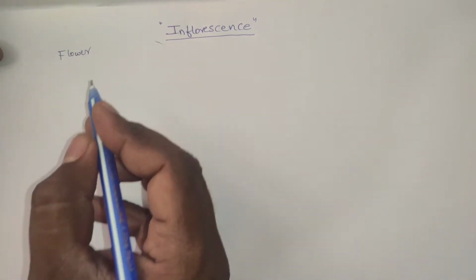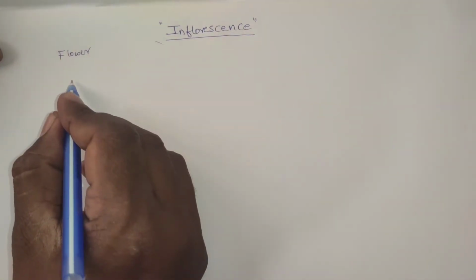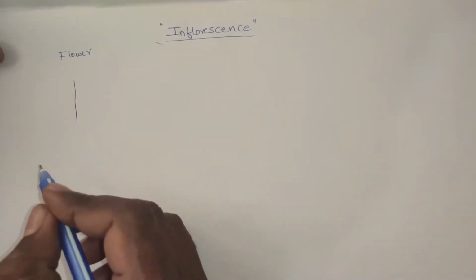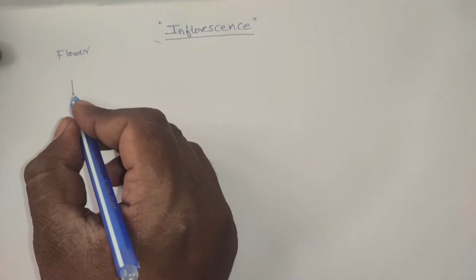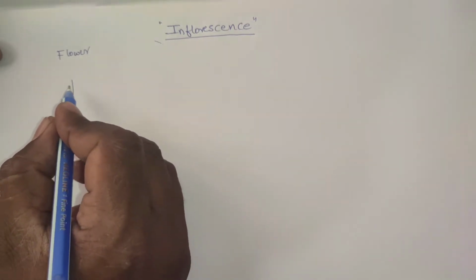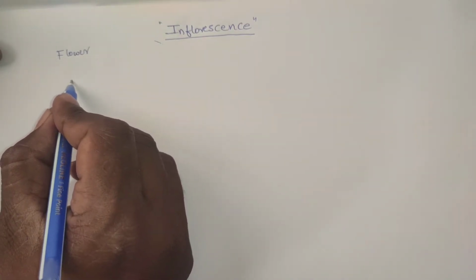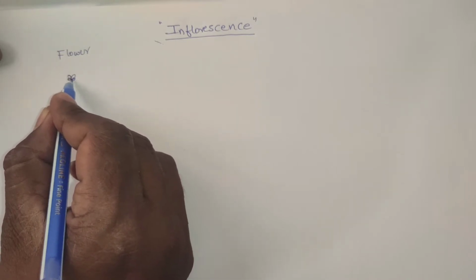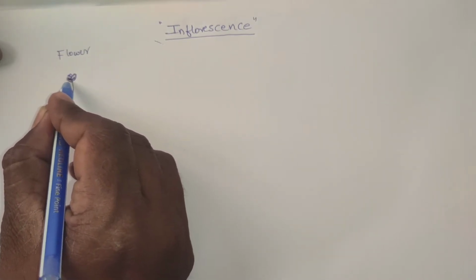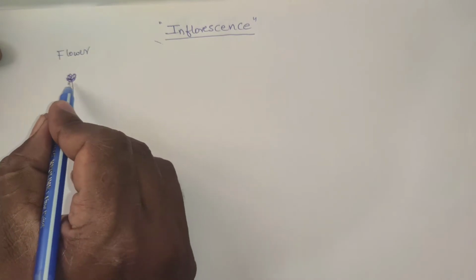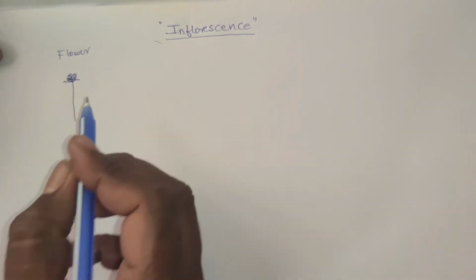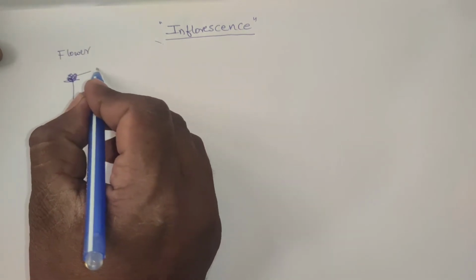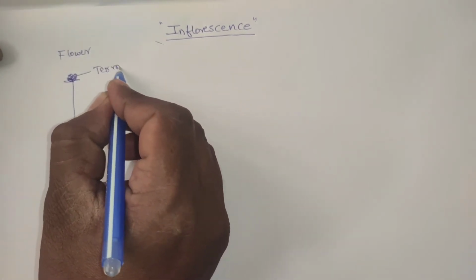So these flowers are present on the plant, and this is called the floral axis. On the floral axis, sometimes flowers are present at the tip. The flower is present at the tip. These type of flowers generally we can call terminal flowers.